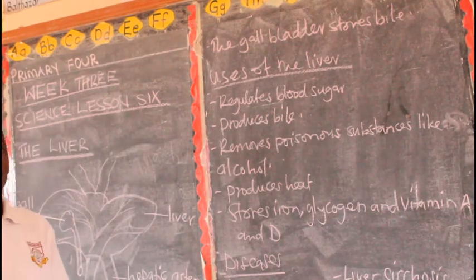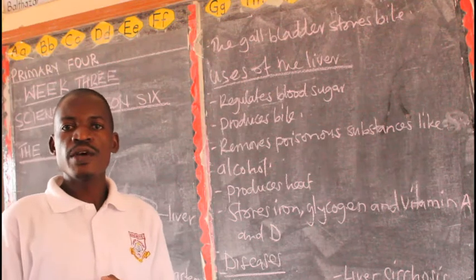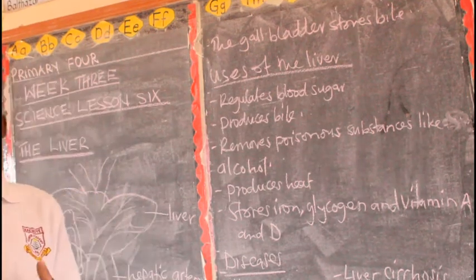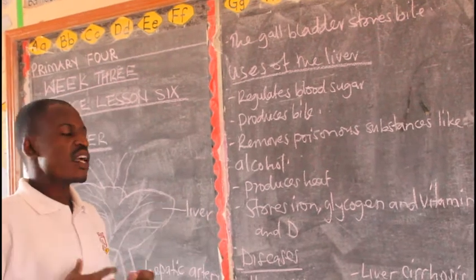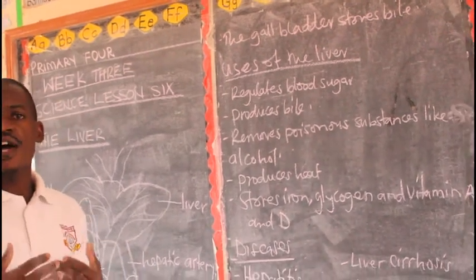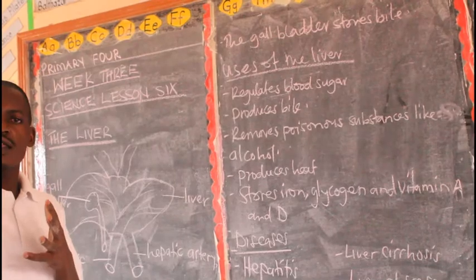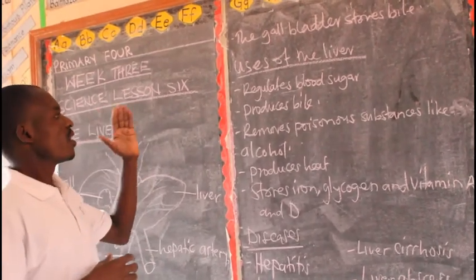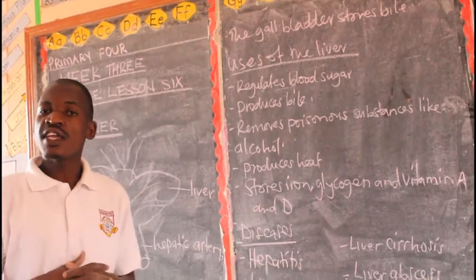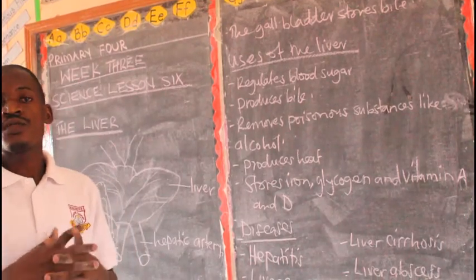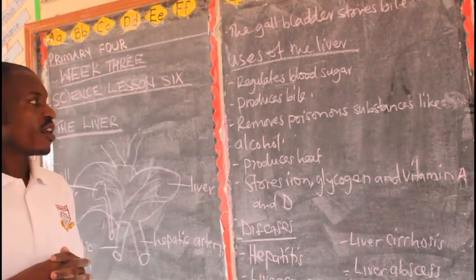One, the liver regulates blood sugar. When the blood sugar goes high, it is the work of the liver to regulate it, such that the body has enough sugar. Not too much and not too little. Then the liver also produces bile. This bile is very important during the digestion of food, as we shall look at it in primary 5.